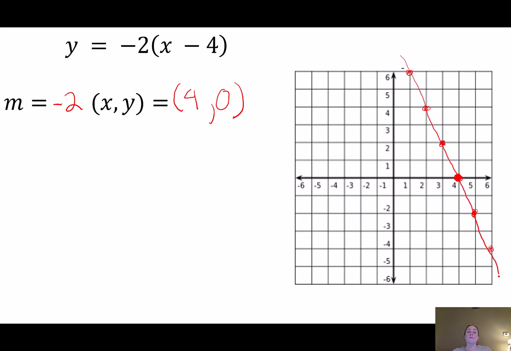All right, that's plotting in point-slope form. Point-slope gives me a point and the slope. And just like slope-intercept, I can use that to plot my points.